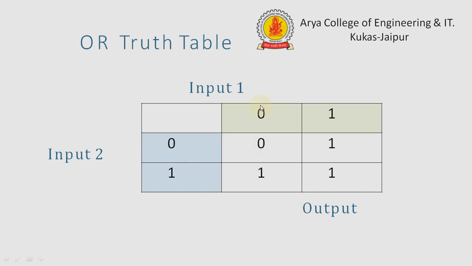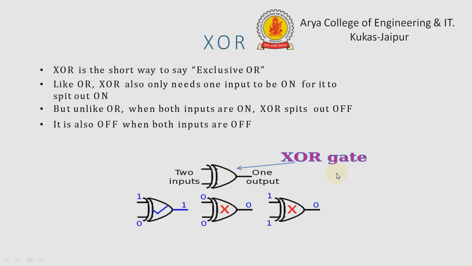Here we can see when both the inputs are 0, the output is 0. When one input is 0 and another is 1, we get 1 as output. When the input is 1 and 0, we get 1, and when both inputs are 1, we get the output as 1.